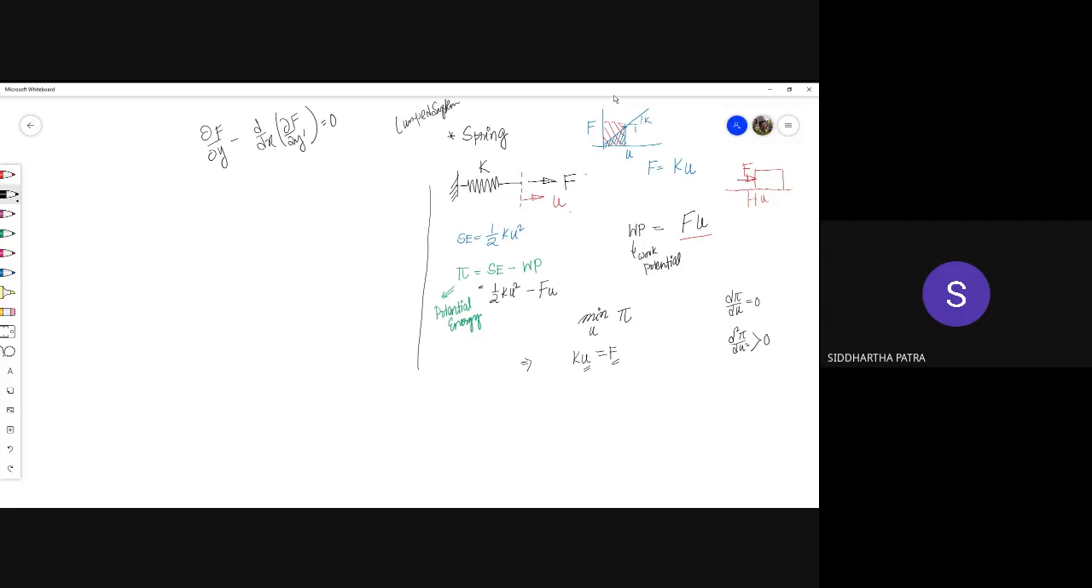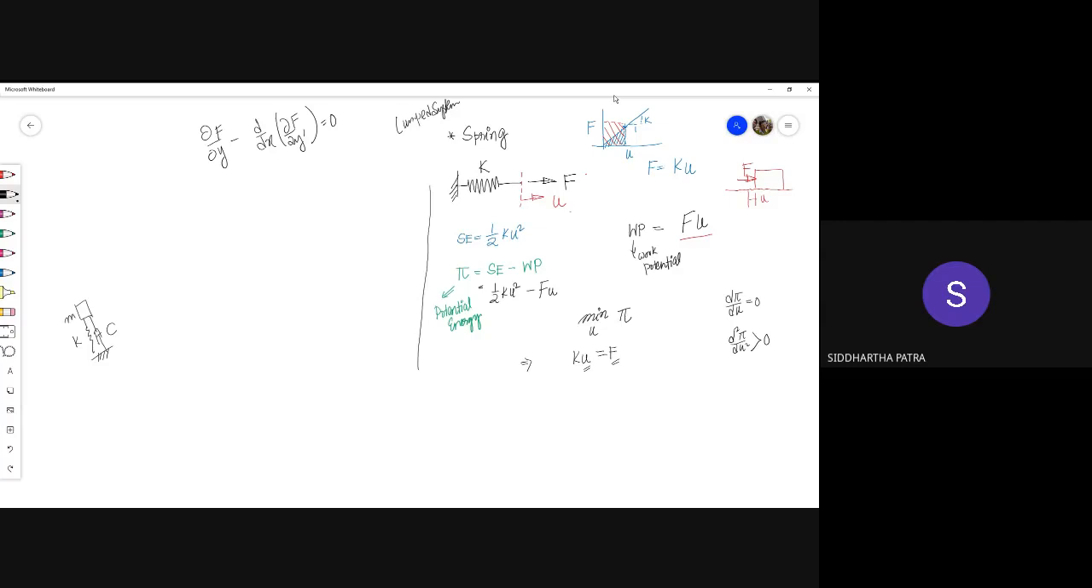Okay. Lumped systems are like this. There would be a mass, there would be a spring, there would be a damper, and a combination of one or more of these. Okay. Now, why do we call these the lumped system?